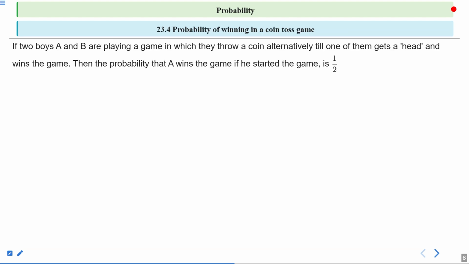Next, probability of winning in a coin toss game. If two boys A and B are playing a game in which they throw a coin alternately till one of them gets a head and wins the game, then the probability that A wins the game, if he started the game, is 1 by 2.